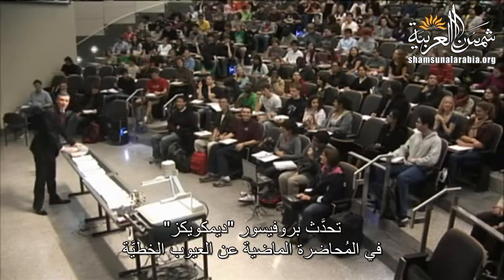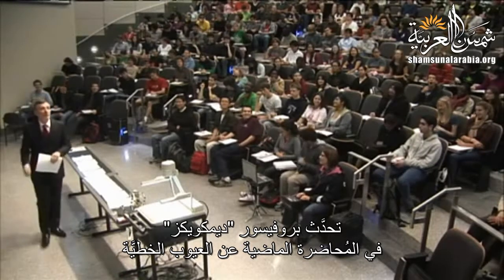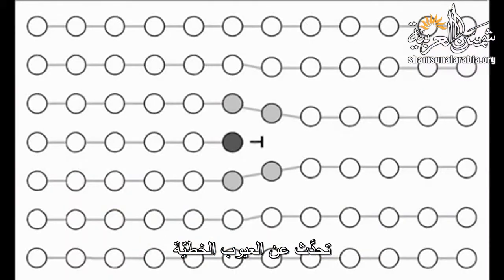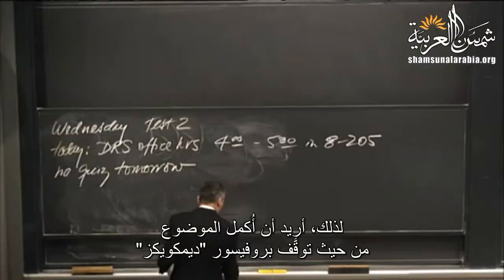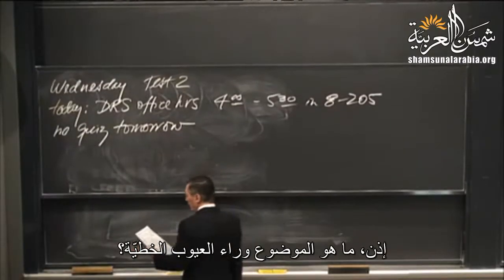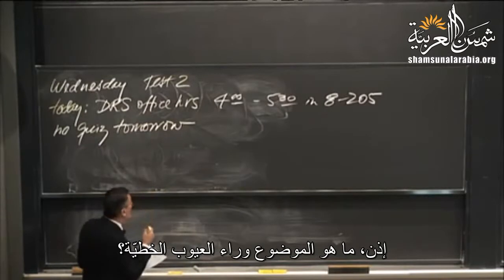So last day, Professor Dimkovich got to the line defect. He was talking to us about line defects and how they have an impact on behavior. And so I wanted to pick up the treatment there. And so what's the whole issue behind line defects?